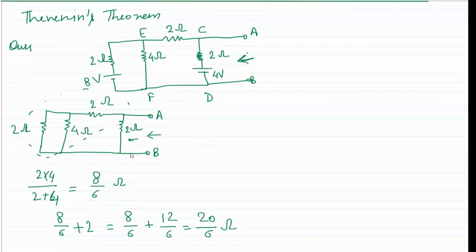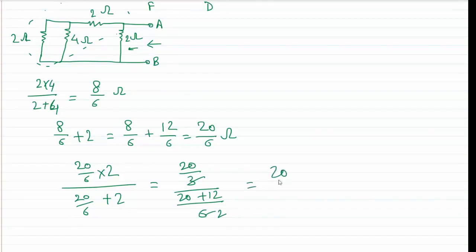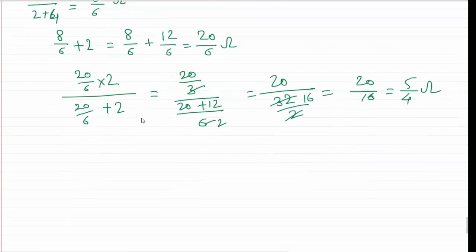Okay, so what is it? 20 upon 3 divided by, what will it be, 6, 20 plus 12 upon 6, 20 divided by 32 upon 2, that is 16. So 20 upon 16 is equal to what? 5 upon 4 ohm. Okay. So that is what is called Thevenin's resistance. So this is your value of RTH.